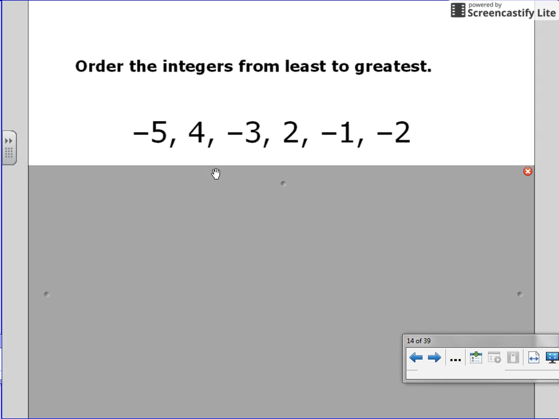Okay, how about this one? Oh, okay, let's look here. -5 looks to be the smallest. Then comes -3, -2, -1. I don't have a 0 on this list. Keep going. +2, +4. Perfect.